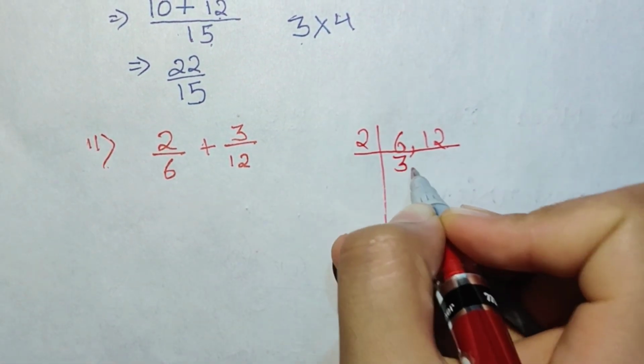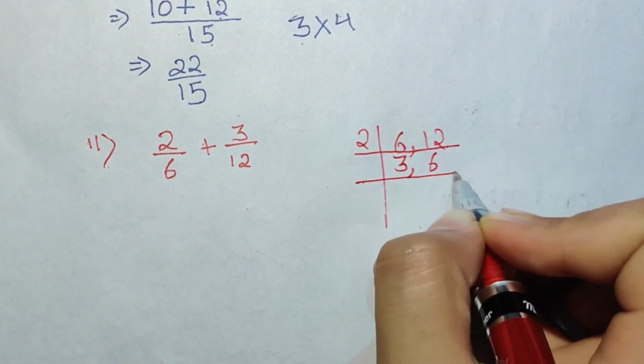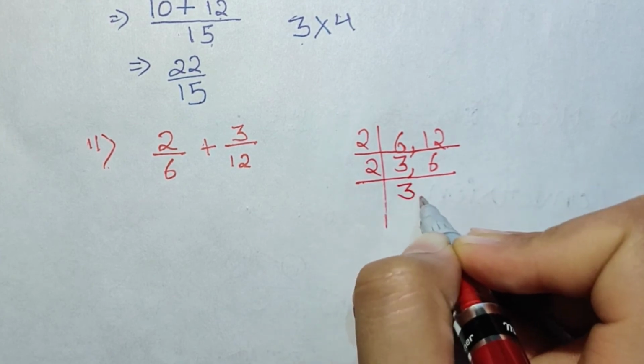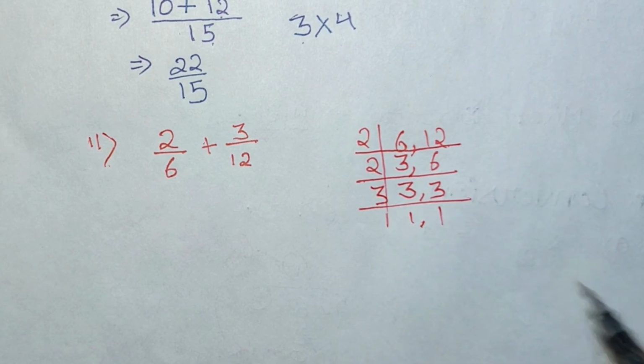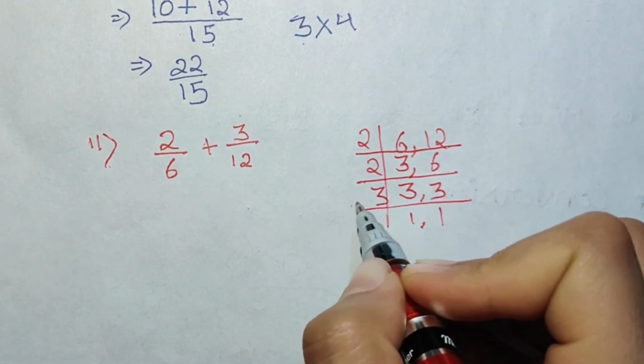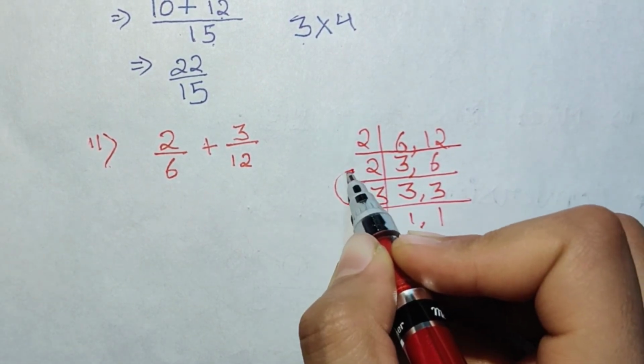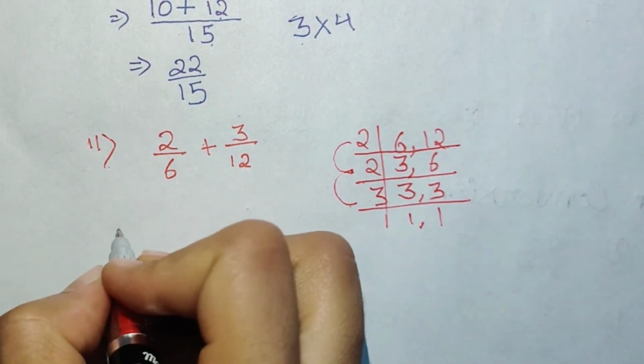2 3s are 6, 2 6s are 12, 2 3s are 6, 3 1s are 3. So your LCM is 3 2s are 6, 6 2s are 12.